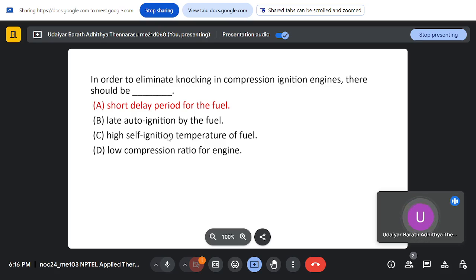Suppose the fuel is already injected, and before the piston has come to the top position, the combustion starts. The piston is still moving upward, and the combustion is creating a pressure in the downward direction, which is not required. This creates unwanted vibration, sound and forces, which is not desirable. To avoid this, a short delay is given for the fuel, so that the combustion takes place correctly.